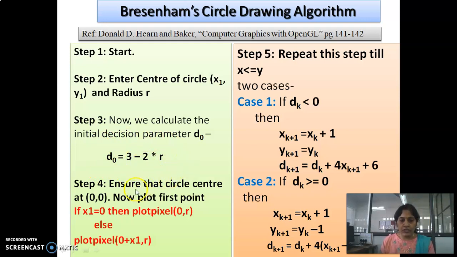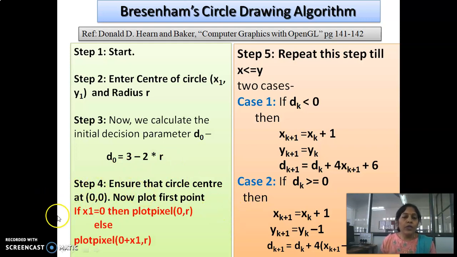Then if the circle center point is not 0, 0, we consider the center point at 0, 0, calculate the points, and then plot them by translating those points to our required center point. So here we are considering the point 0, 0 as the starting point, the center point of the circle.